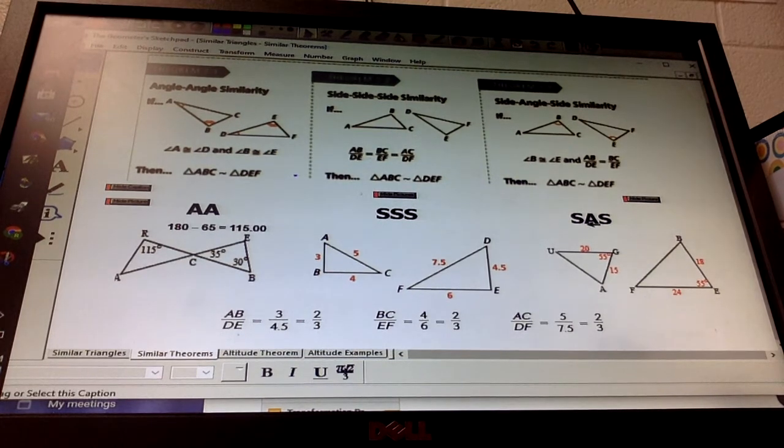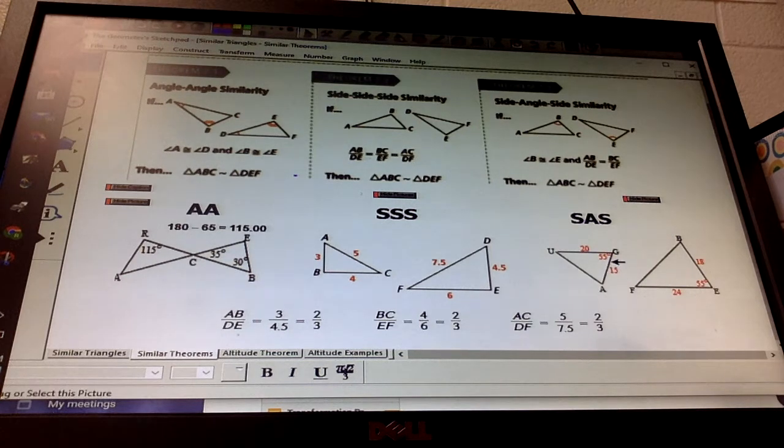So again, with side angle side, sides have to be proportional. The included angle, because again, the A is in between the two S's, has to be the same. So in this example, the 55 is included between these two sides. This 55 is included between those two sides. So if the corresponding sides are proportional with an included angle, then they are similar based on this side angle side. So we'll go ahead and do this.